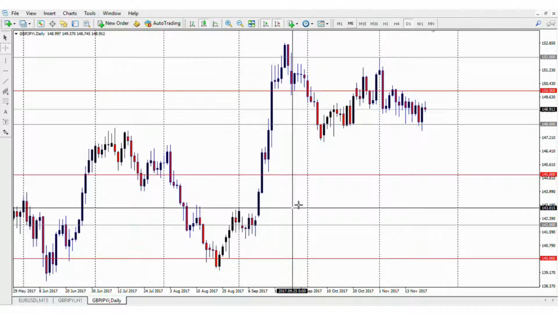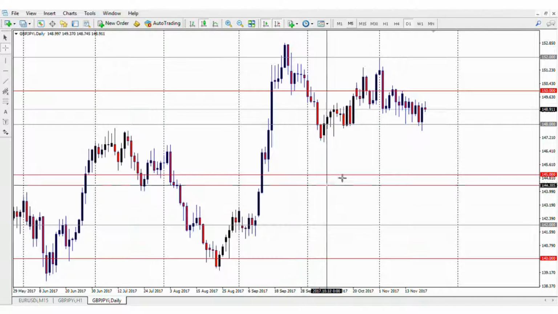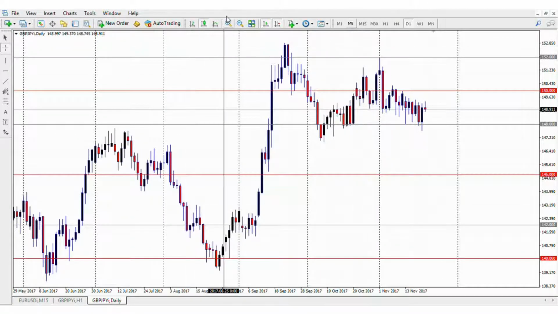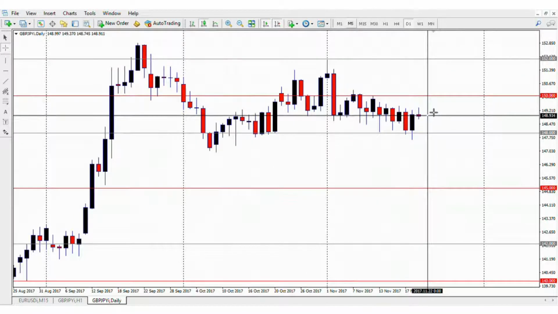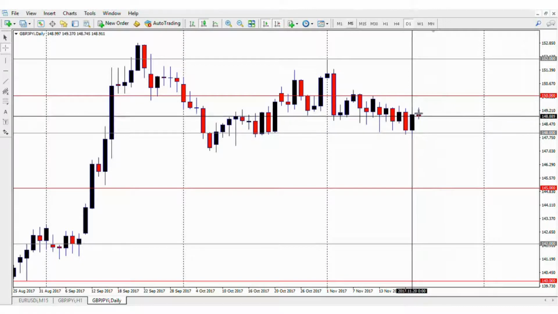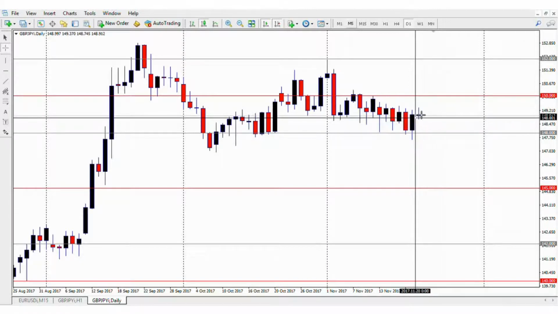So we are watching the GBP/JPY chart, and this is the daily time frame. And what do we see over here? Let me just quickly zoom it in. What we see in here is that the currency today opened above yesterday's close.